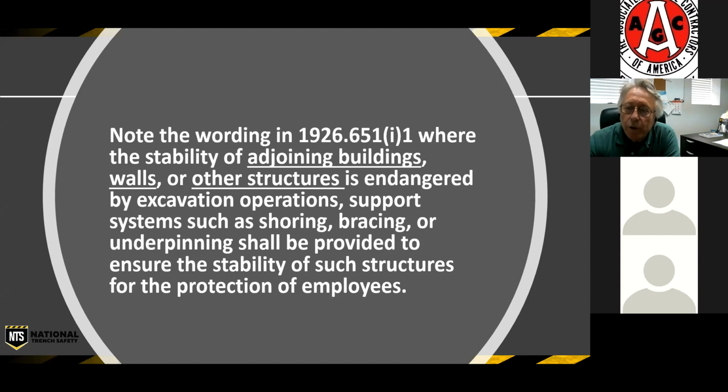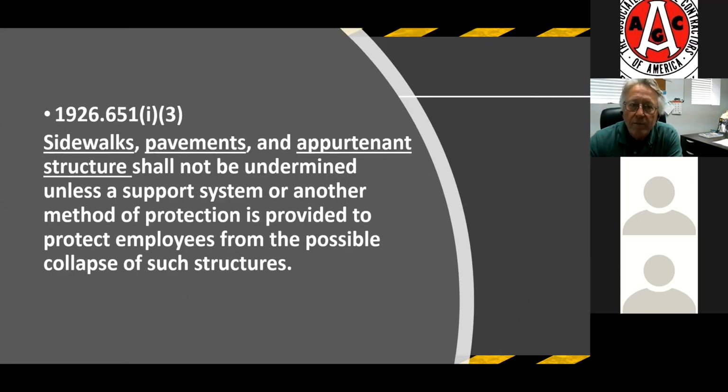In the requirements in 651, paragraph I, it says, where the stability of adjoining buildings, walls, or other structures is endangered by excavation operations, support systems such as shoring, bracing, or underpinning shall be provided to ensure the stability of such structures for the protection of employees. The same paragraph continues and says, sidewalks, pavements, and appurtenant structures shall not be undermined unless a support system or another method of protection is provided to protect employees from the possible collapse of such structures.